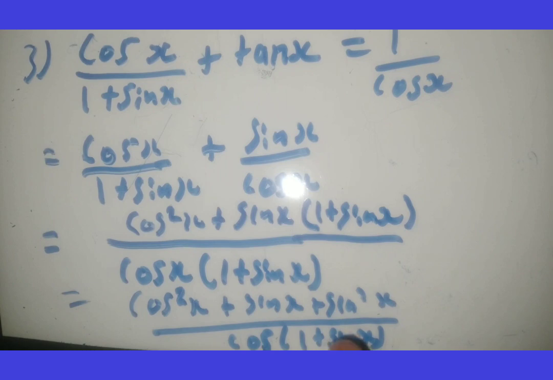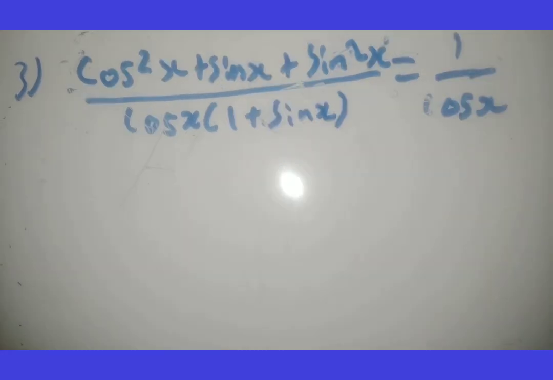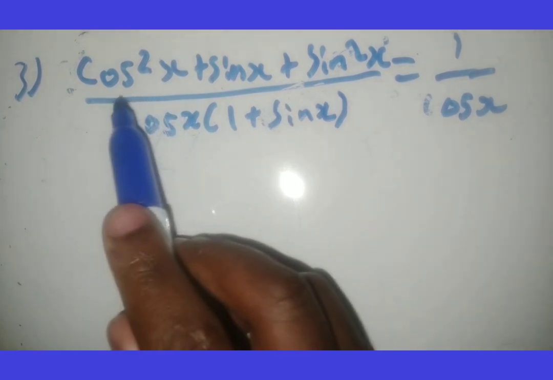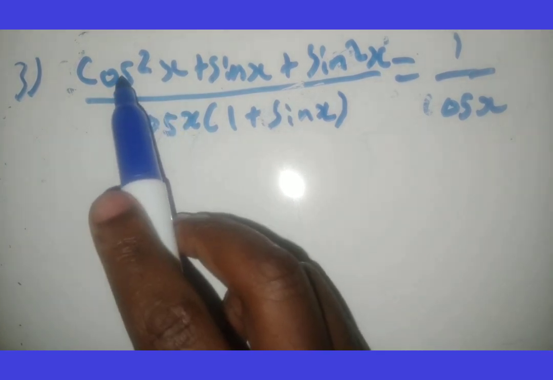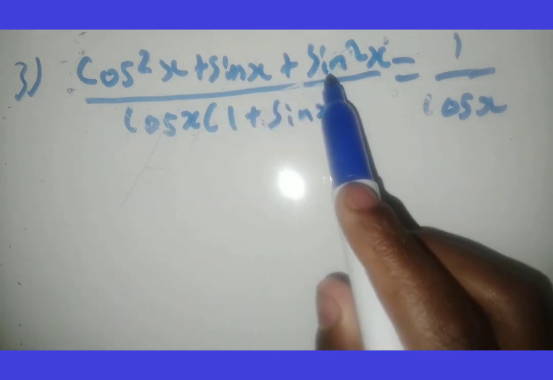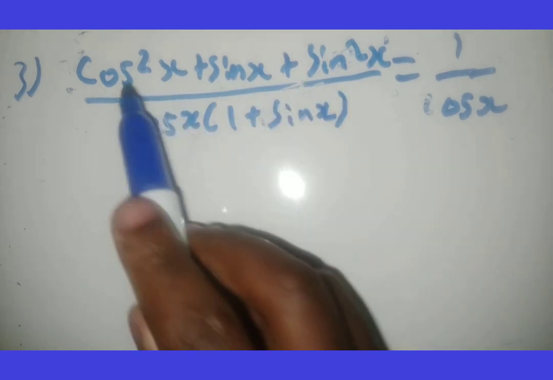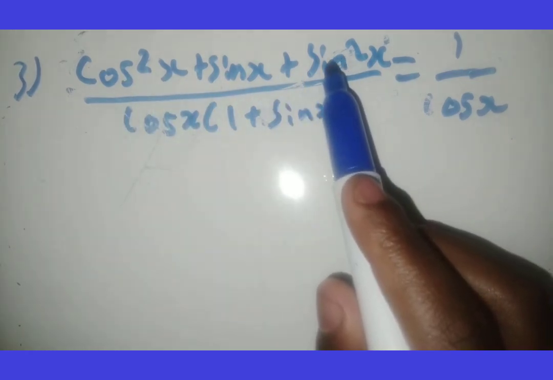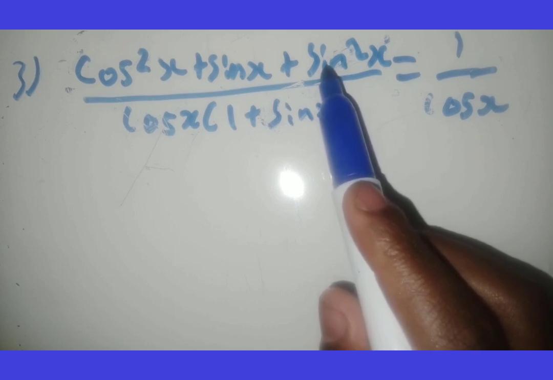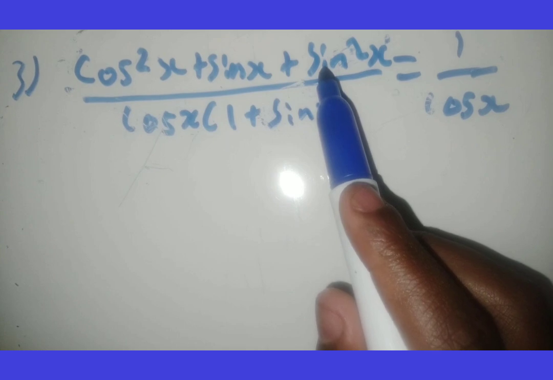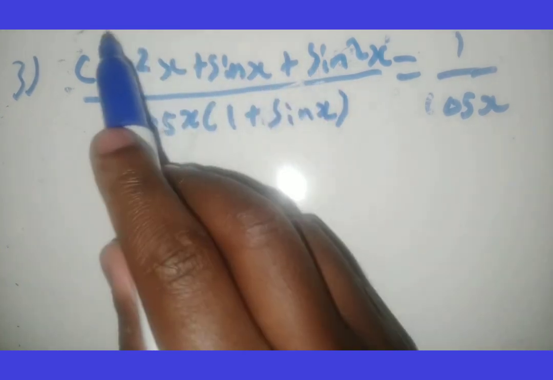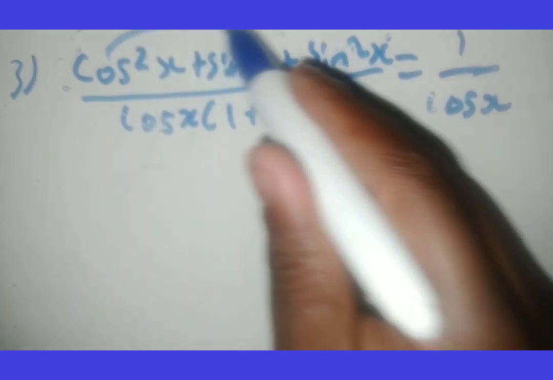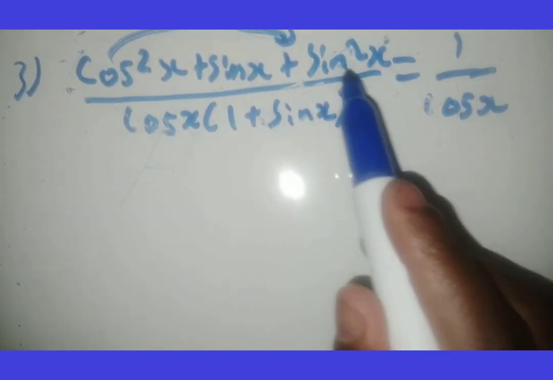So let me just rewrite this on top. Okay, so I've rewritten it. Now what you should notice is that we have cos squared x and sine squared x over this side, right? So cos squared x plus sine squared x is 1, just like sine squared x plus cos squared x is 1. Four plus 6 is 10, just like 6 plus 4 is 10. So these two will add and give you 1.